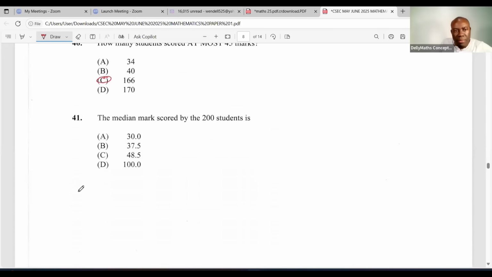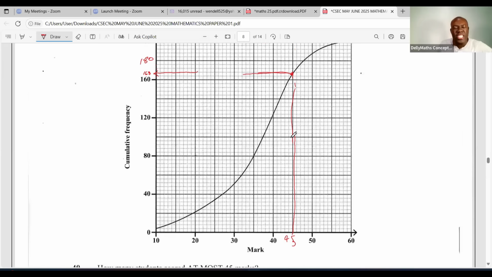The median, let's go with 200. The median is actually the middle, which is 50%. It's 200 students, so you go where 100 is, and then you just go across quickly and read it off. It's going to come down in this no man's land here.